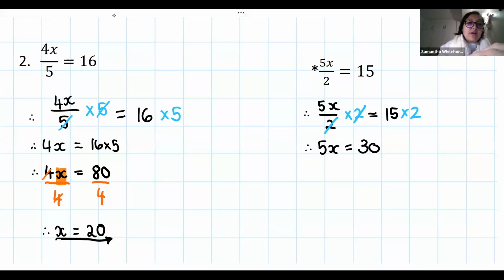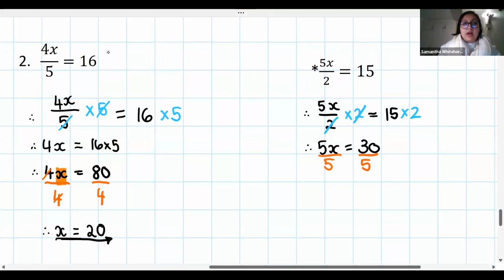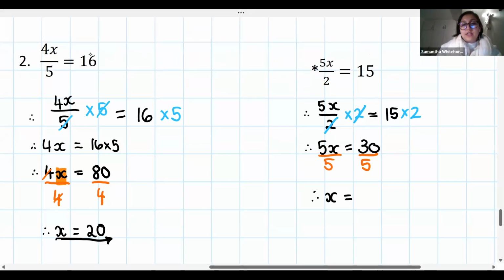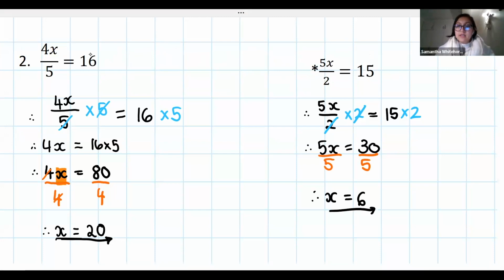I don't want that 5 there. I want x by itself. So I must divide by 5, but I need to do that on both sides. 5x divided by 5 leaves me with just that x that I want, and 30 divided by 5 leaves me with 6. So in this case, x is equal to 6, and I saw lots of x equals 6 coming through, so very nicely done, grade 8s. So take screenshots of those two if you haven't already. I would like to do one more before we end off.